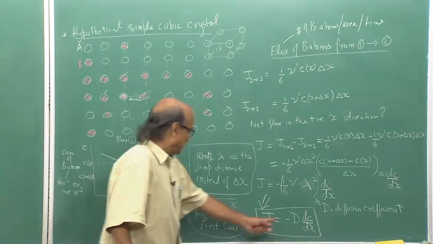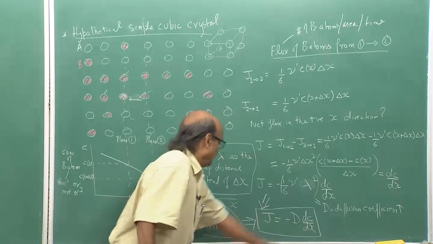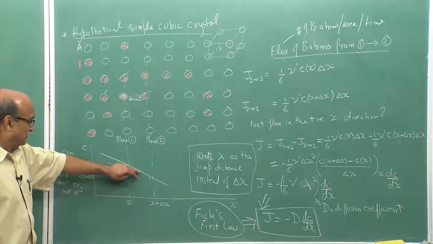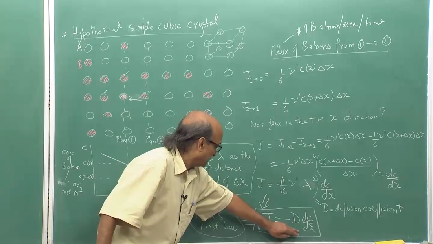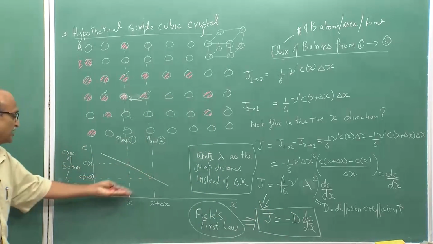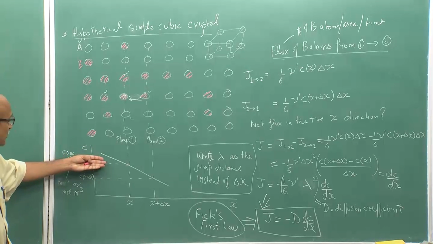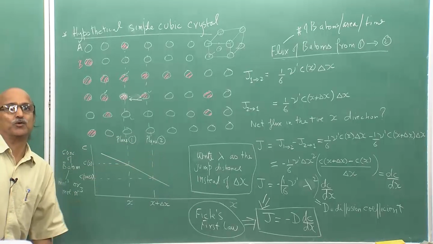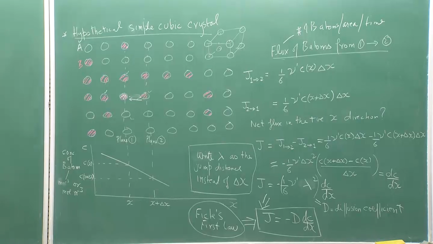Note the negative sign here, and note the slope of this line. The slope of the line is negative, and this minus will become plus, and the flux would be in the positive x direction, from higher concentration of B atoms to lower concentration of B atoms.